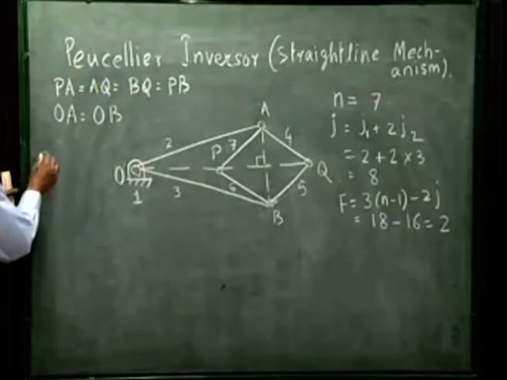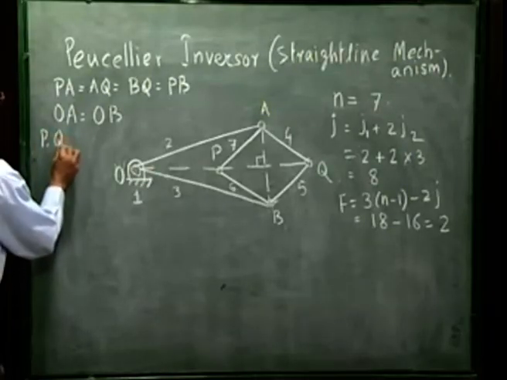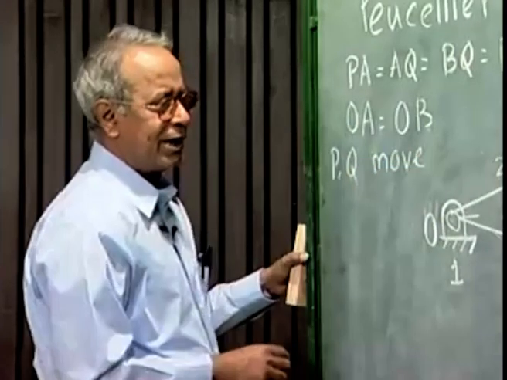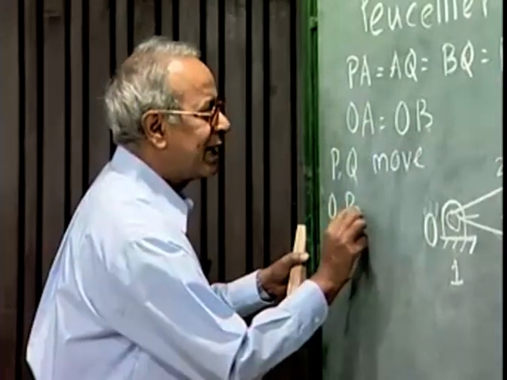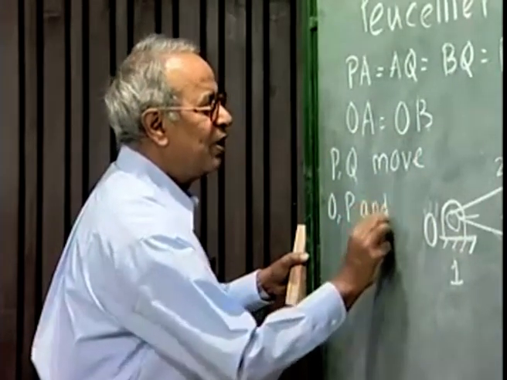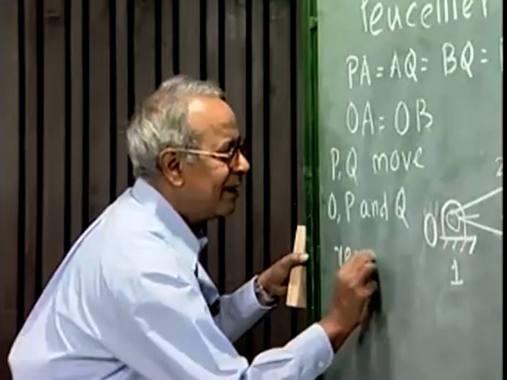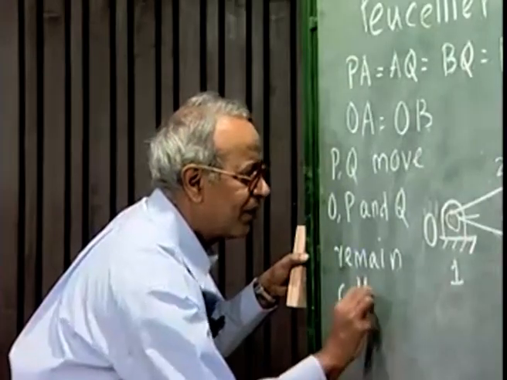So we have satisfied that condition that when P and Q move, O, P and Q remain collinear. That satisfies one of the conditions needed for inversion.